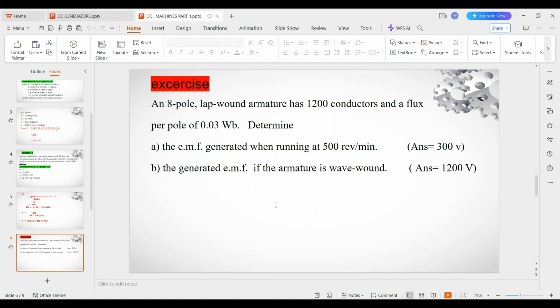Remember, when working with the lap wound, we know that C is equal to 2p. And when working with the wave wound, we know that C is equal to 2. Kindly remember the formula and try to work on those calculations. And if you work on sections A and B, these are the correct answers. If you get these answers in your calculation, know that you have done the right thing. That is the right answer for that question.